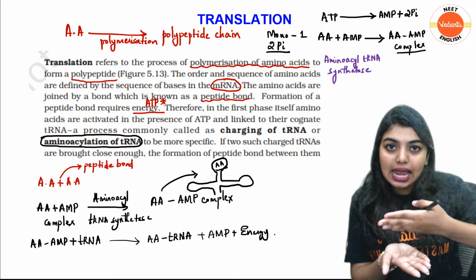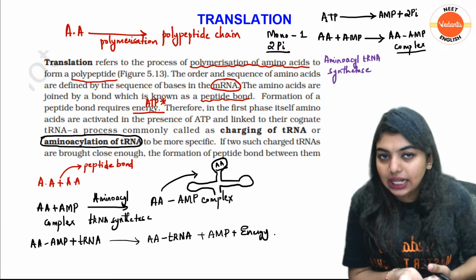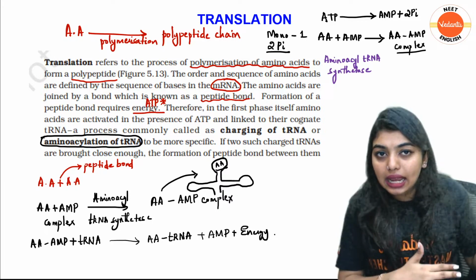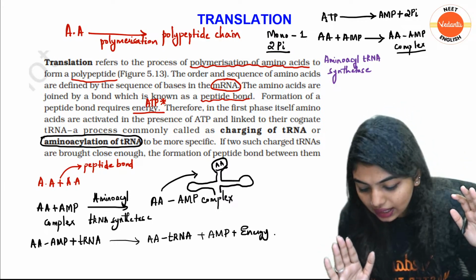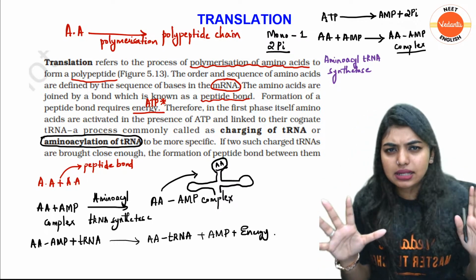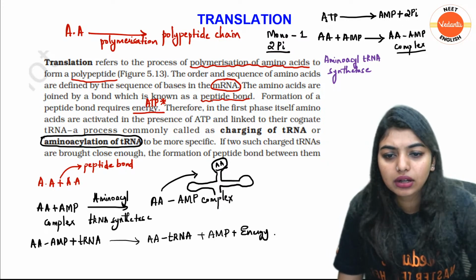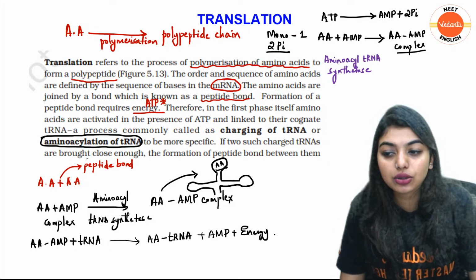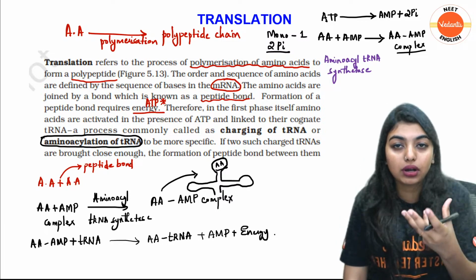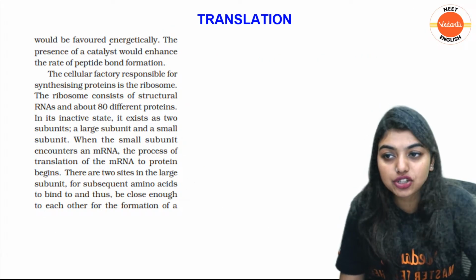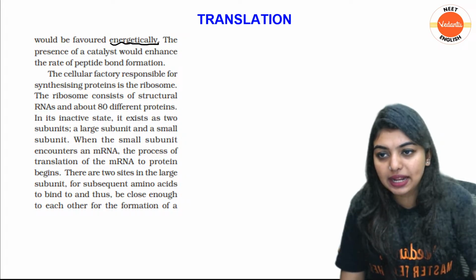So, once the AA-AMP complex gets into the tRNA, they will form an AA-tRNA complex and throw the AMP plus energy out. Okay, clear? Simple. It's just a basic chemistry reaction. Now, if two charged tRNAs are brought close enough, the formation of a peptide bond between them would be favored energetically in the presence of a catalyst.